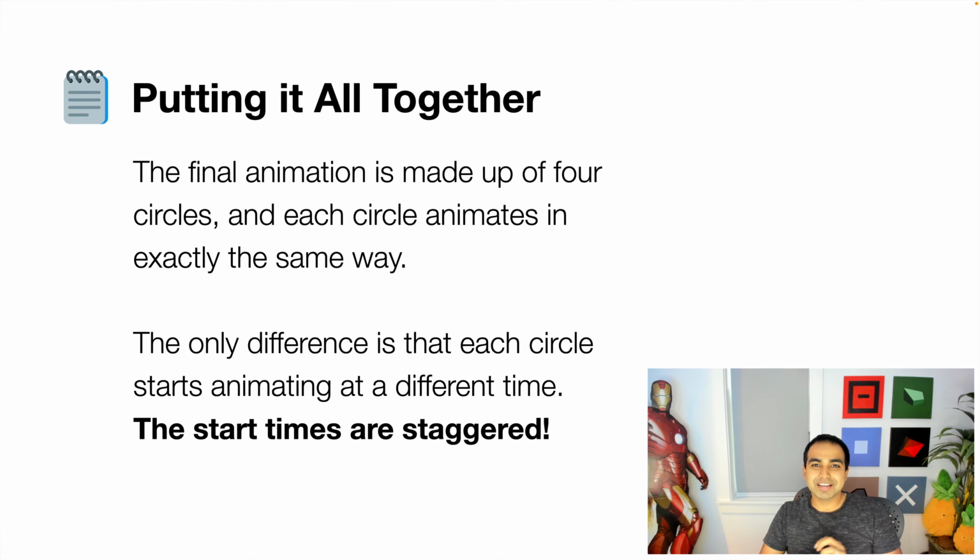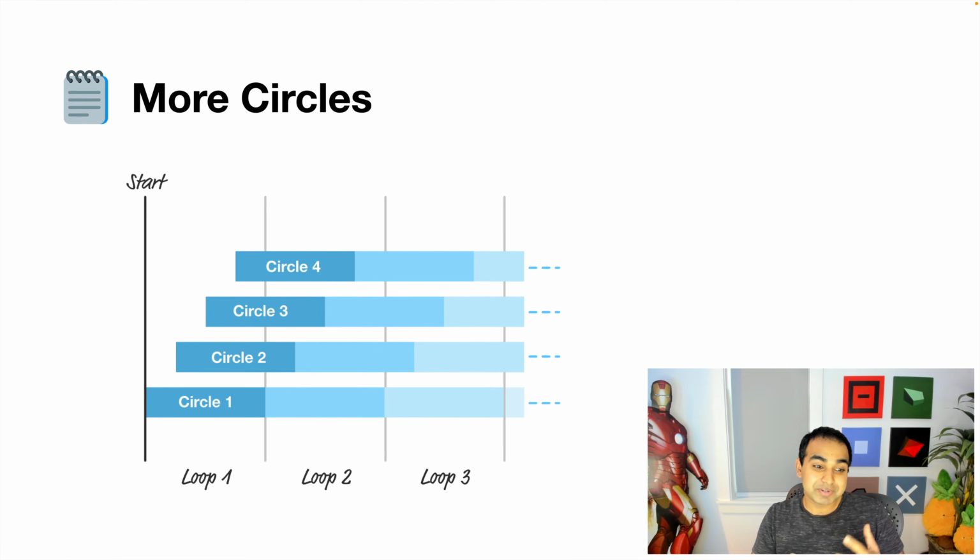And that's the part that is interesting to note about this animation, that even though the final animation is made up of 4 circles, each circle animates in exactly the same way. The start times are staggered. And to visualize that differently, here's a way of looking from a timeline point of view. Imagine we have 3 loops that are currently going on, and you can see that each circle is essentially doing the exact same thing, but the starting time of where in the loop each circle is differs. So circle 1 starts first, and on the quarter point of circle 1's life, circle 2 starts, circle 3 starts later, and circle 4 starts a little bit later after that.